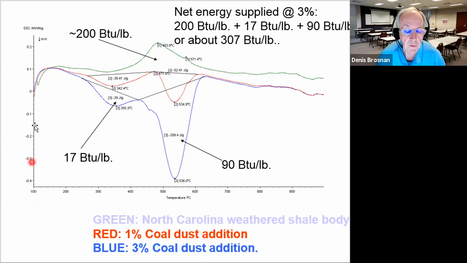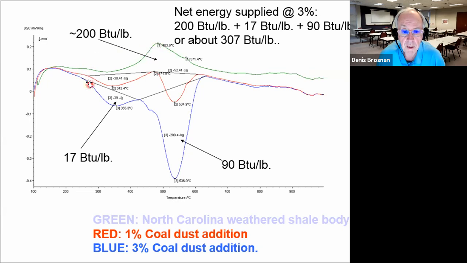Here's a laboratory example, and we're just measuring heat evolved in a differential scanning calorimeter versus temperature on heating. So the clay, in this case a shale product with no coal dust added, says that you're going to require about 200 BTUs per pound. That's endothermic, upward in this diagram, 200 BTUs per pound due to dehydroxylation of the clay. Remember that? Around 500 to 600 degrees Celsius, we're going to require energy because decomposition of the clay crystals is endothermic.